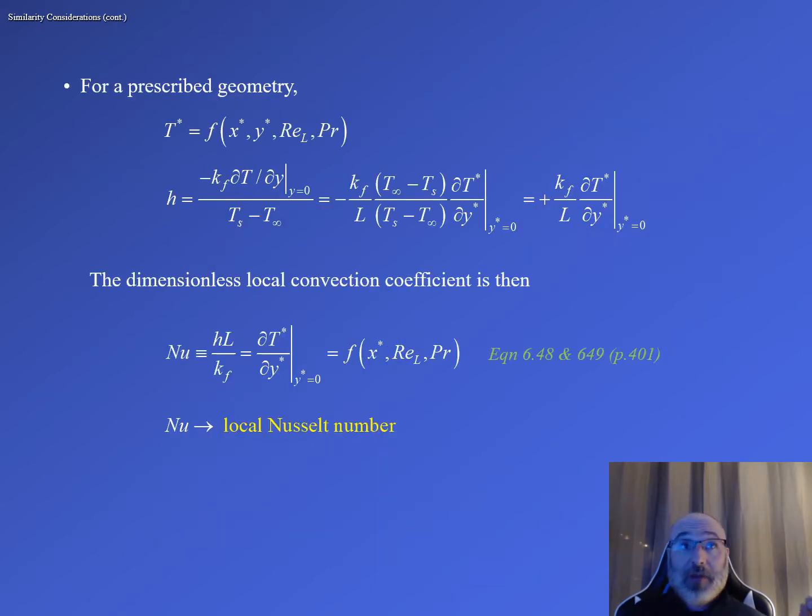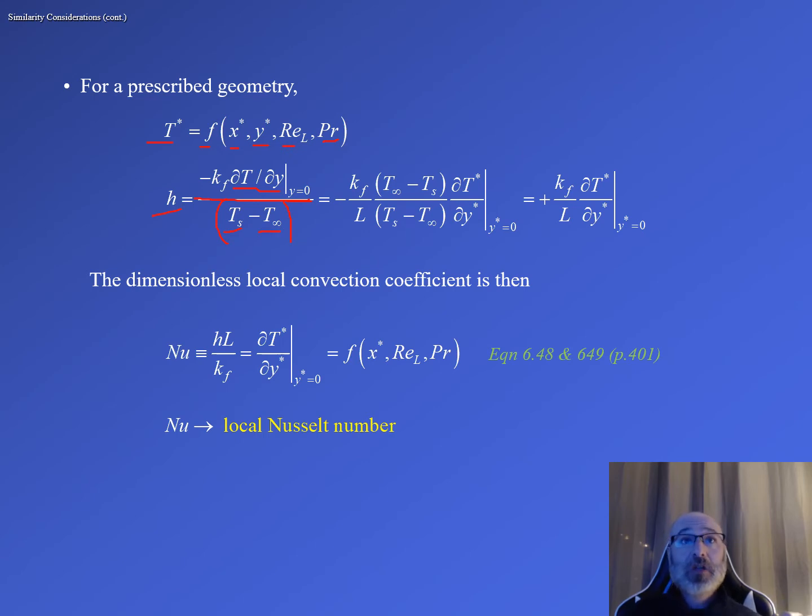Now for prescribed geometry, we have the relationship here that our dimensionless parameter for temperature is equal to a function of our x star, y star, dimensionless location right here, Reynolds number, and our Prandtl number right there. And our h is given by this relationship here. We have our negative k sub f times our partial of temperature with respect to y, evaluated when y is equal to 0, all over our temperature difference between our surface temperature and our surrounding fluid temperature, Ts minus T infinity.